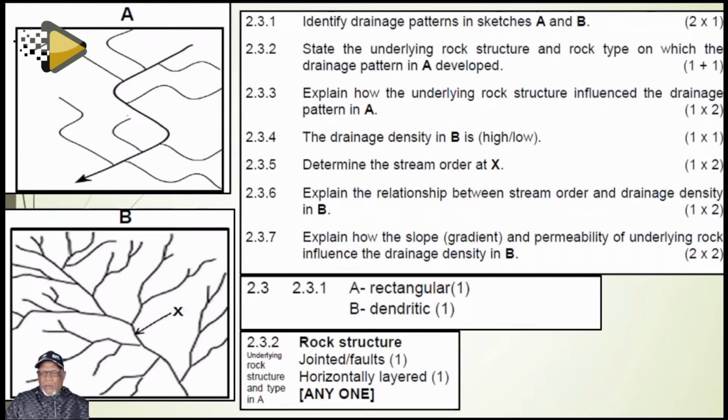2.3.4 Drainage density in B is low or high. Drainage density in B is higher than the drainage density in A. Explain the relationship between the stream order and drainage density. When the drainage density is higher, the stream order will always be higher as well. And when the drainage density is lower, the stream order will also be lower. Explain how the slope or gradient and permeability of underlying rock influence the drainage density.